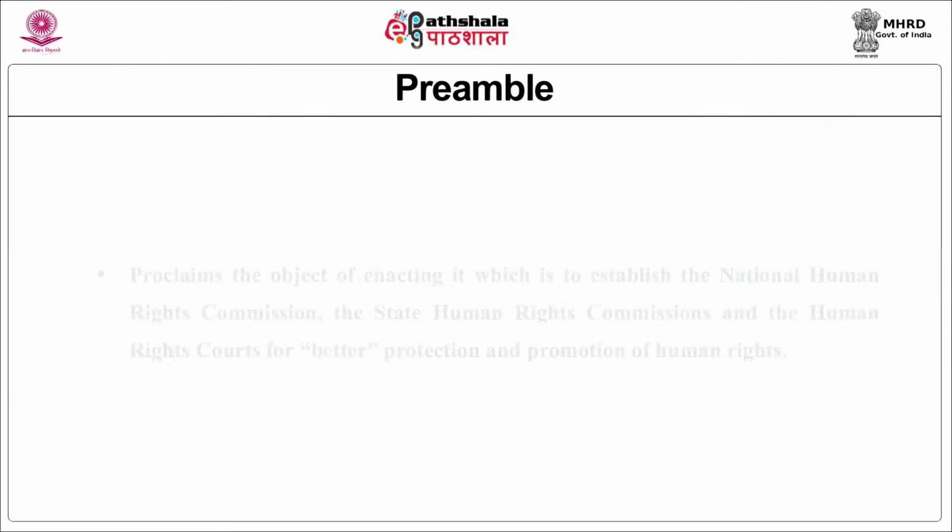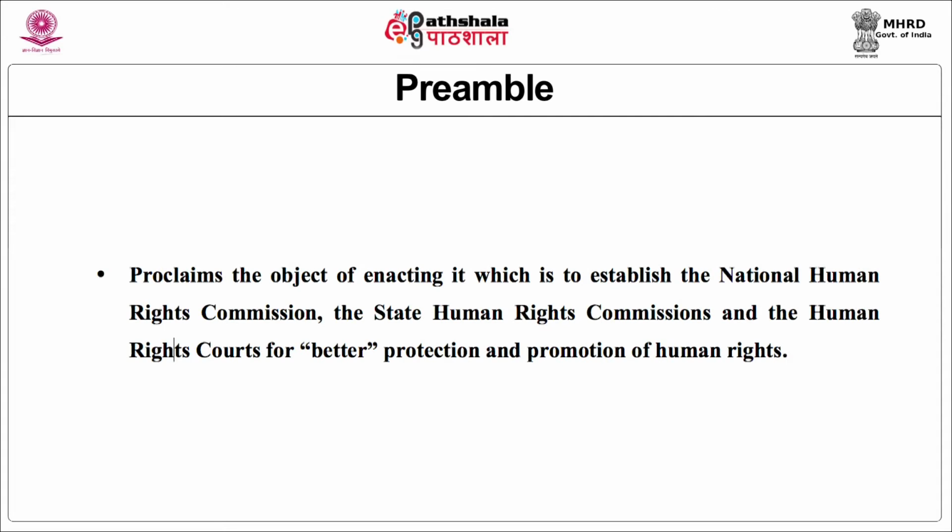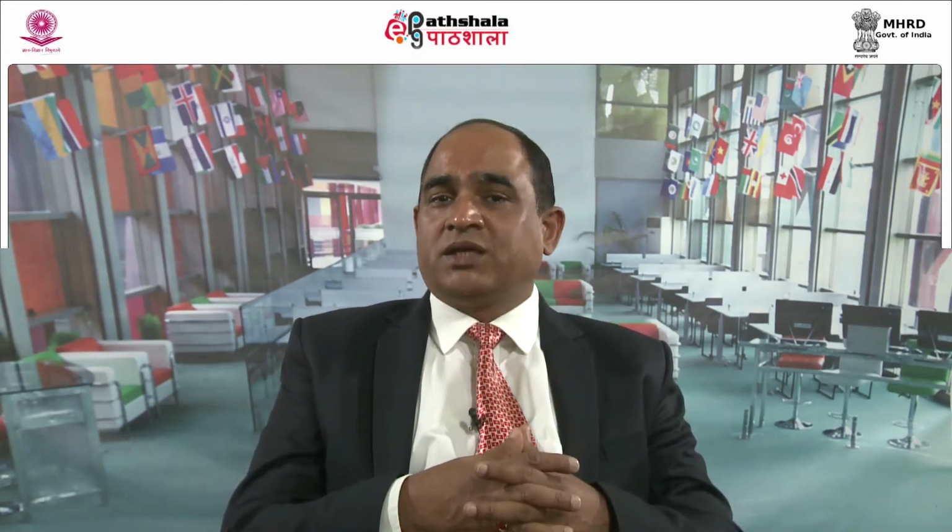And right in the beginning, the preamble captures the spirit of this legislation. It says the National Human Rights Commission should be established, State Human Rights Commissions should be established in states, and Human Rights Courts should be established for, quote unquote, better protection and promotion of human rights. Before 1993, this function was being performed by the higher judiciary, and a need was felt for a specialized institution for a better protection of human rights. And if you look at Section 2D of the Act, it defines human rights.